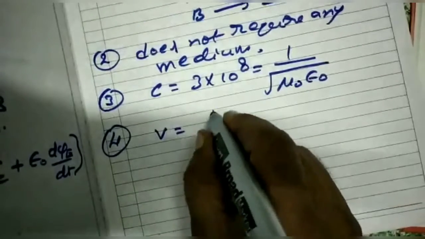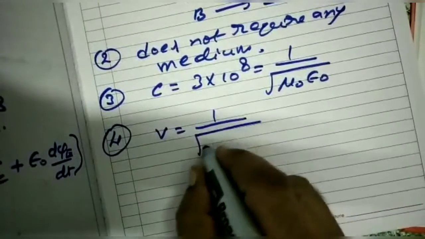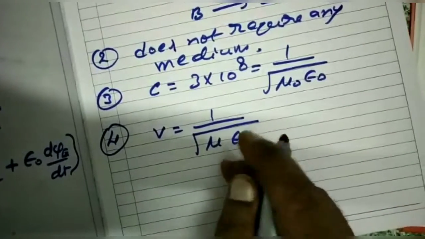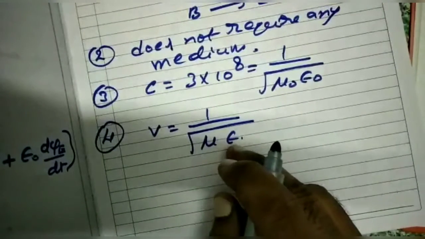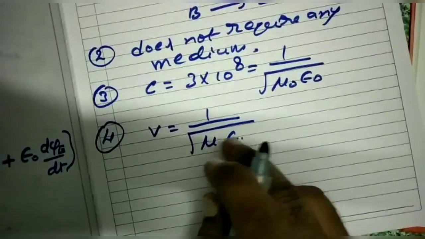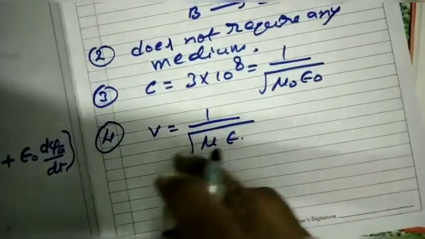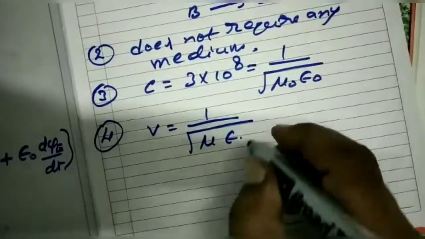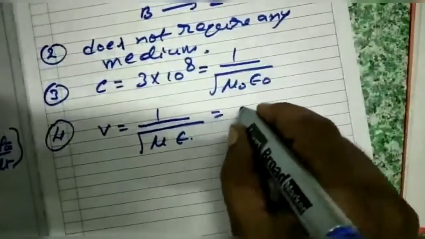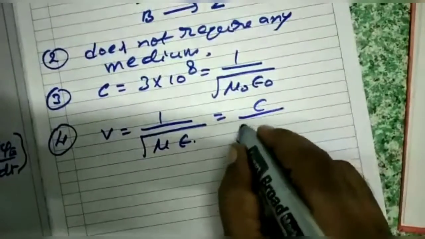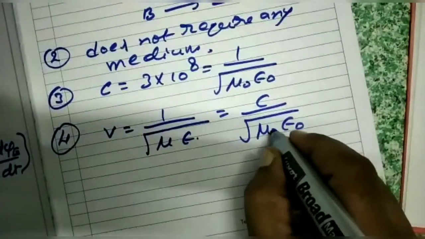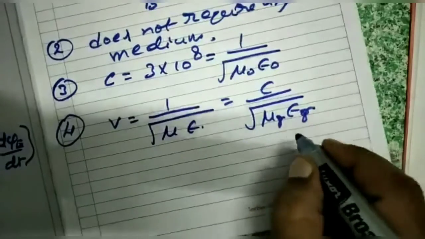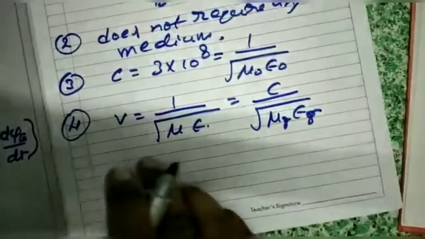That velocity is given by 1 by root of mu into epsilon, where mu is the magnetic property of the medium and epsilon is the electrical property of the medium in which the wave is propagating. So then the wave velocity is this much. Now this can be converted into c by root of mu r into epsilon r. Like that we can convert.